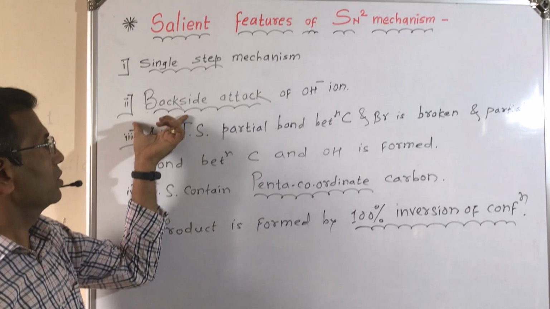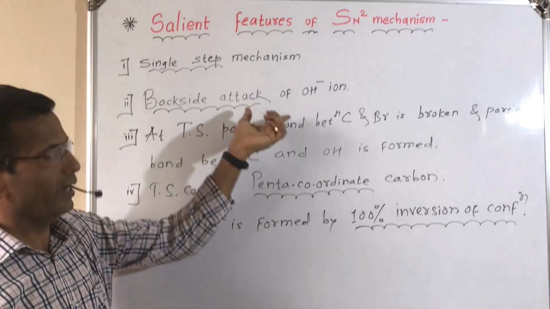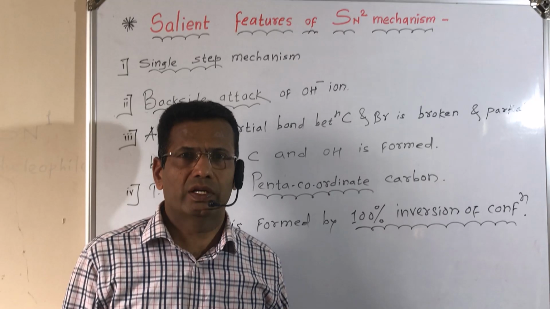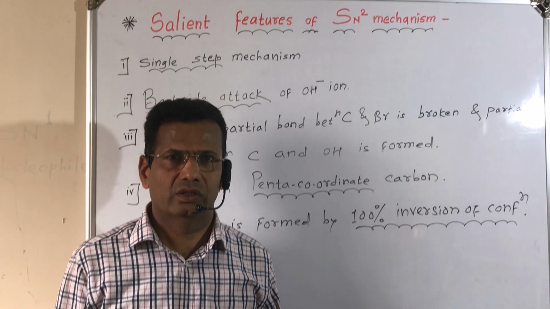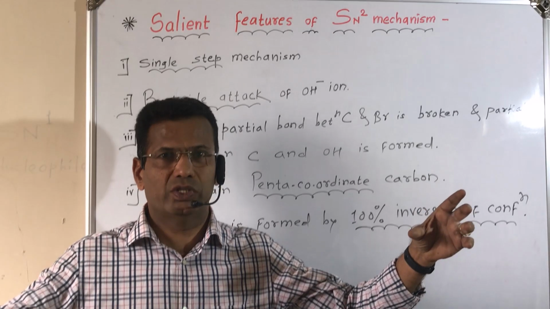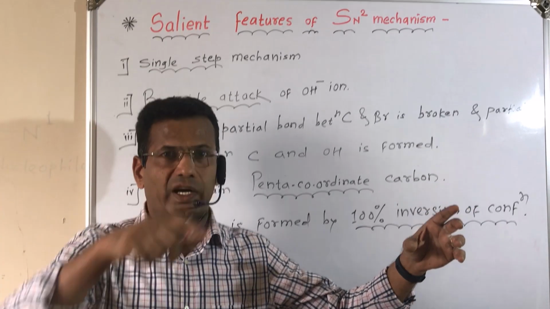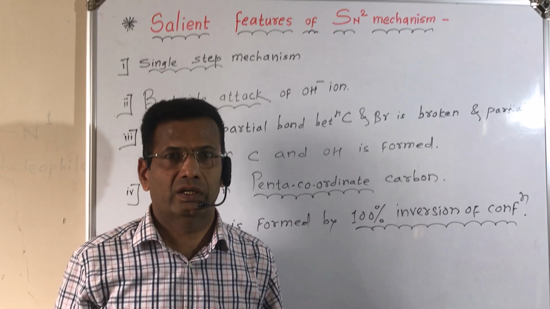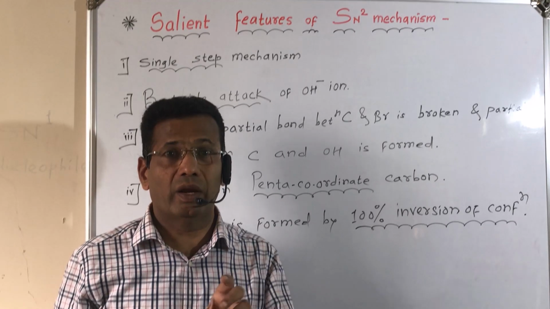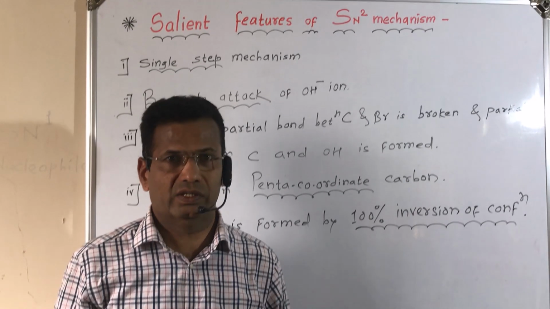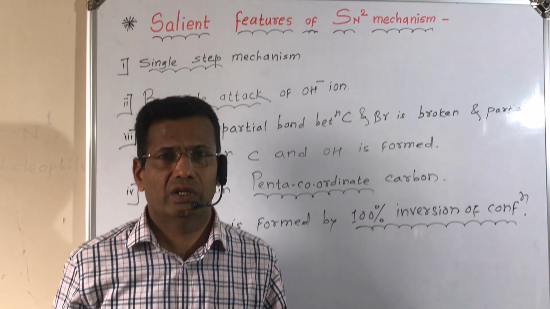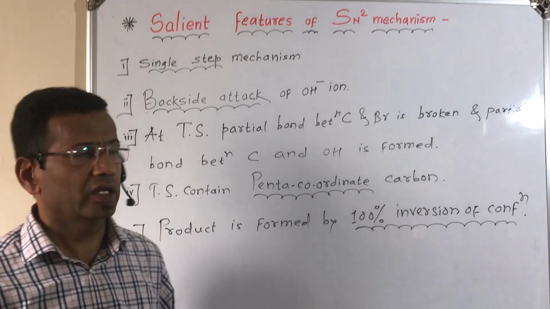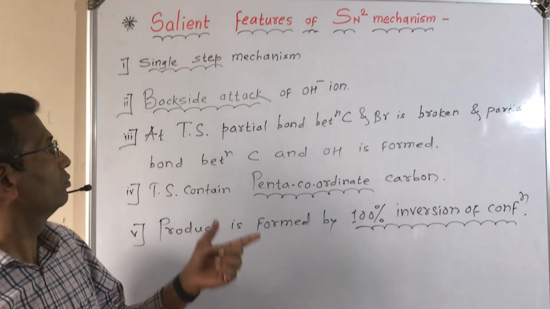Now the second one is, in SN2 backside attack of OH minus ion takes place. You know, the methyl bromide substrate molecule has a tetrahedral structure. So the OH minus ion goes exactly to the back of the C-Br bond. It makes an angle of 180 degrees and attacks the carbon atom of methyl bromide from the backside, to avoid the repulsion between two nucleophiles. Electrostatic repulsion between two nucleophiles is avoided because of the backside attack of the OH minus ion on the carbon atom of methyl bromide.